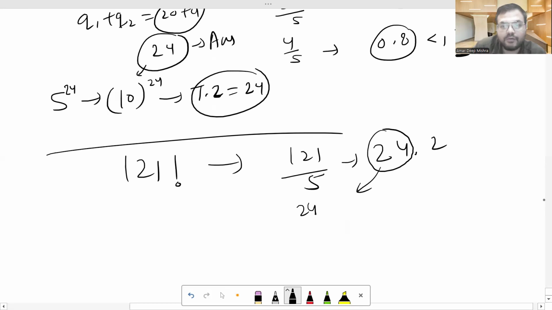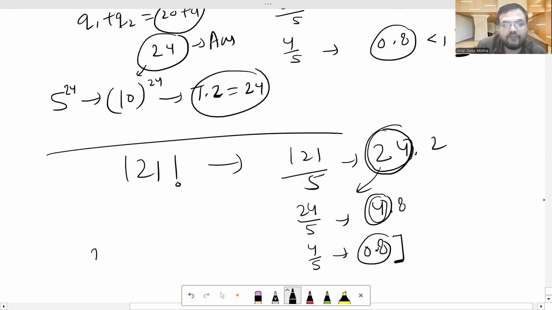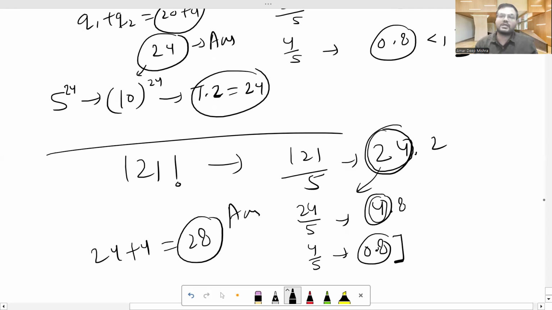So 24, and divide by 5. It will be 5 4s are 20, and 4.8. Now take this 4 and divide by 5 again, you will get 0.8. Now this is a value which is less than 1, so you will stop here. Now take only this 24 and 4. 24 and 4, add them, you will get 28. Now this is your answer. This is how we find out the number of trailing zeros in any given factorial. Okay. I hope this point is clear.